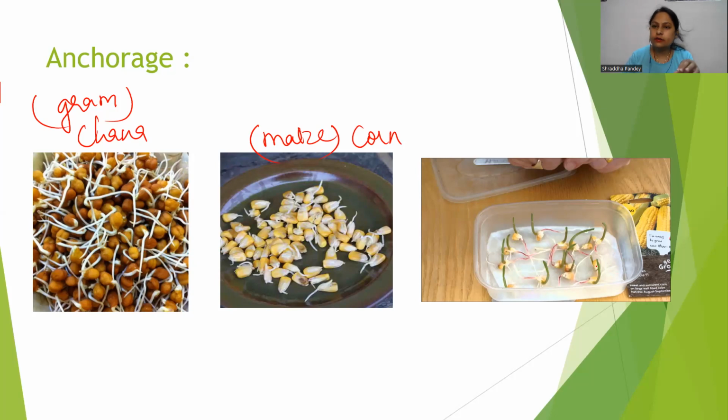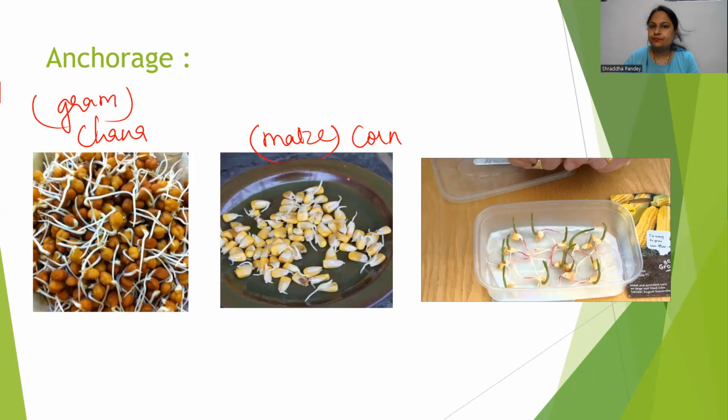In that put some cotton, and put the seeds as shown in this figure. Put the seeds in the cotton, and spray some water on it to make it moist, and close it with the lid. Keep it in the dark for some days. After 2 to 3 days, you open that lid.